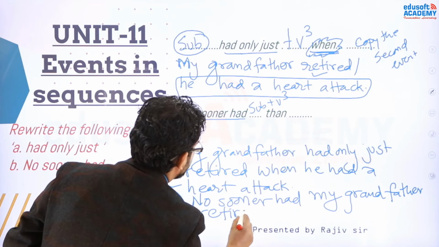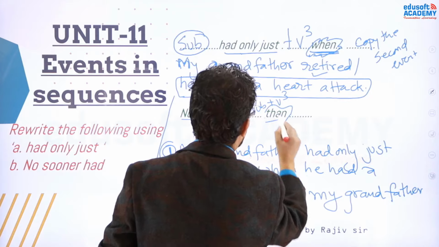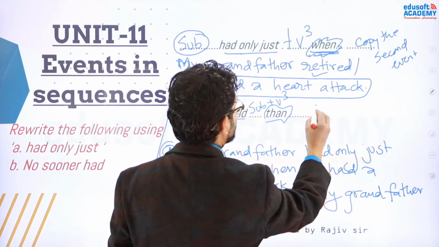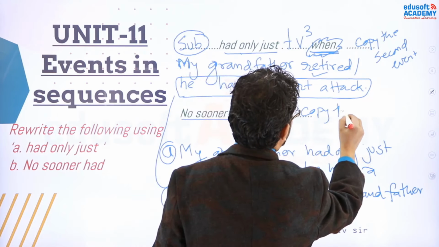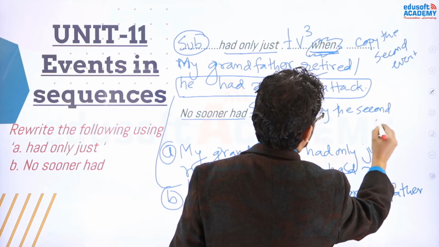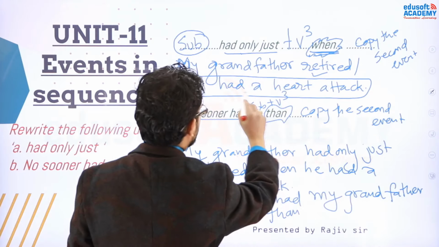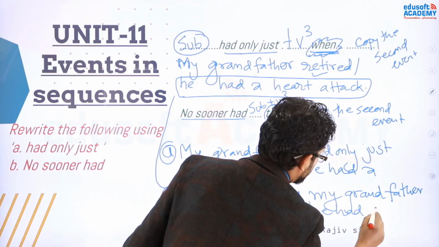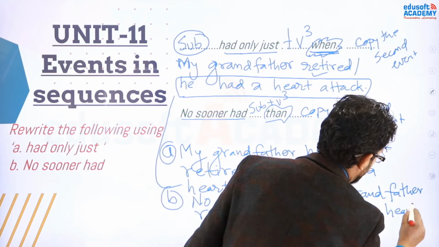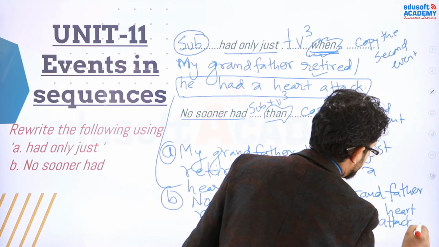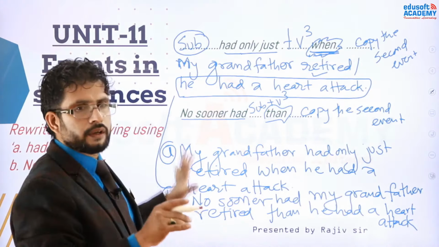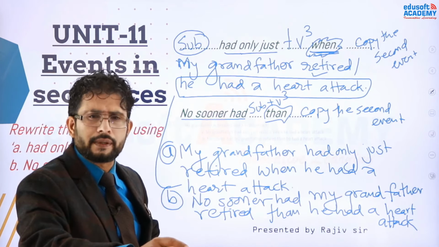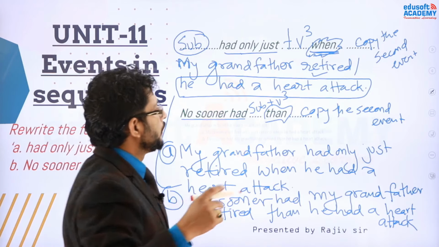After that, you are going to write "than." After writing "than," be happy, because you just copy the second event. What is the second event? He had a heart attack. Is it clear to you, everybody? So you need to remember this structure: subject plus had only just plus verb 3 when.